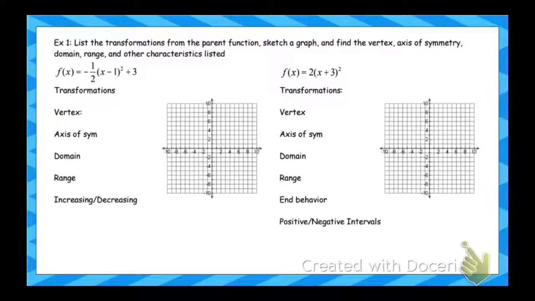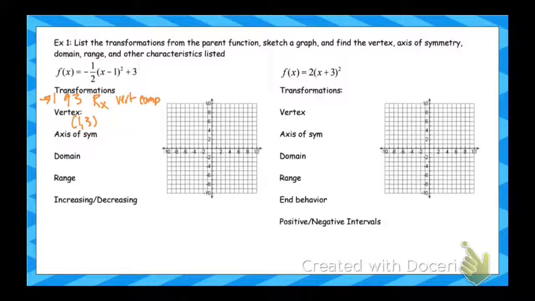All right, so now we're going to go ahead and just do a couple examples and graph here. So on this first one, we're going to start with listing the transformations. All right, so this has a transformation of right 1, up 3. It's been reflected over the x-axis, and it has a vertical compression. The vertex here is (h, k), so it is positive 1, positive 3 for a vertex.